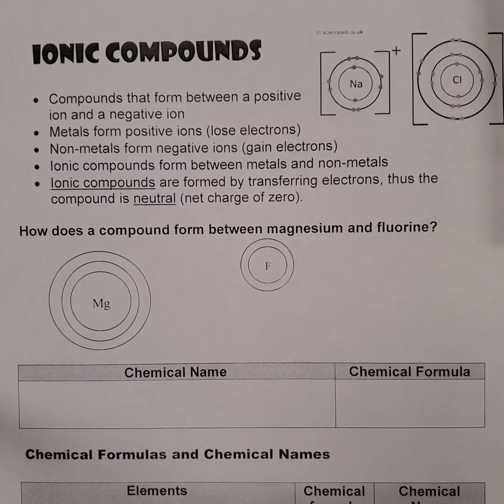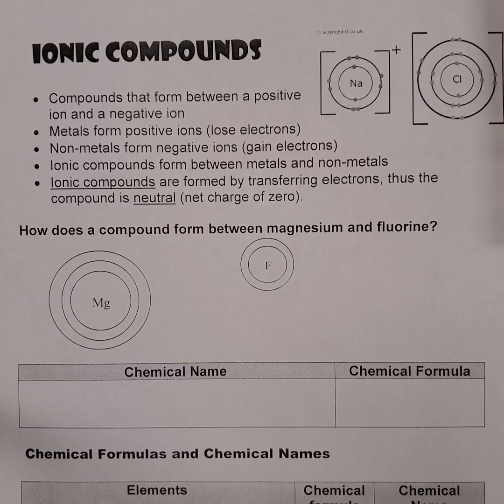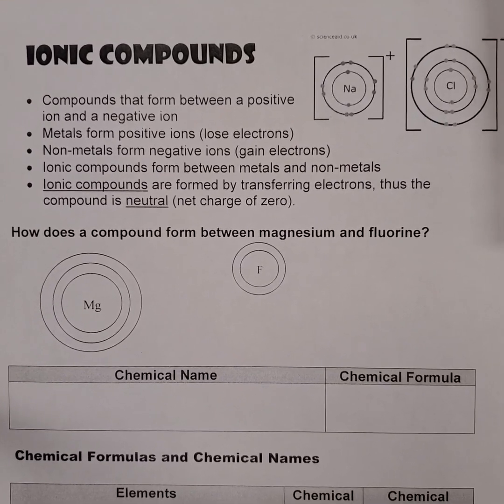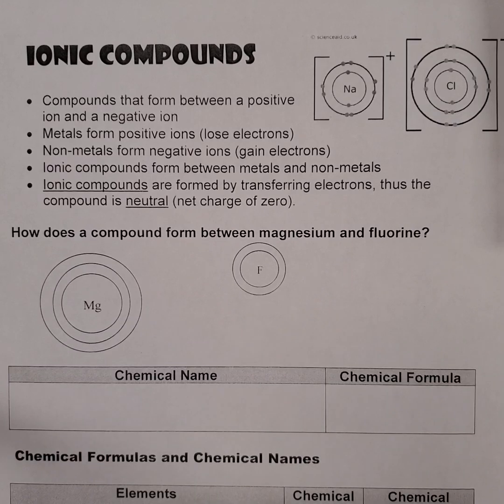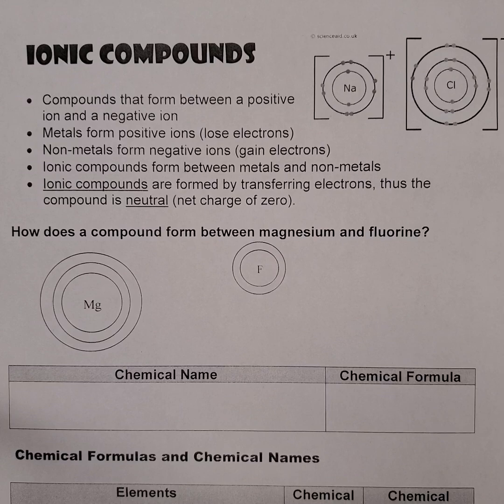Unit 1 Chemistry, Lesson 3: Ionic Compounds. So yesterday you learned about how ions are formed. Ions are formed when electrons are added to the valence shell or taken away from a valence shell. Now we are going to look at what happens when these ions interact with each other.